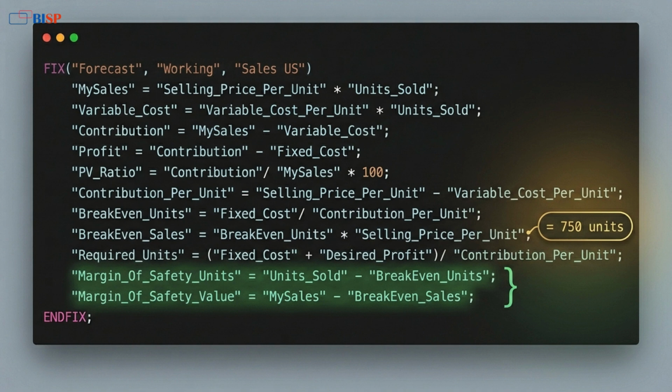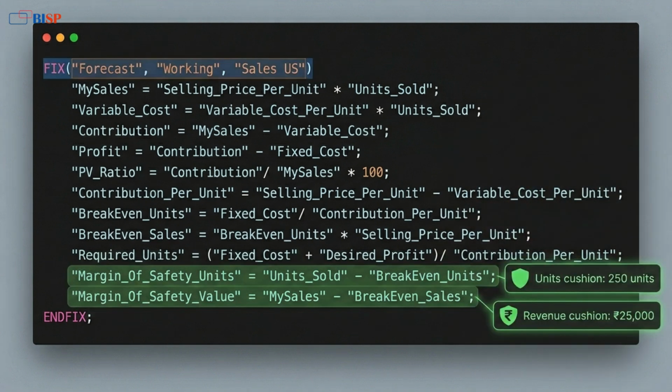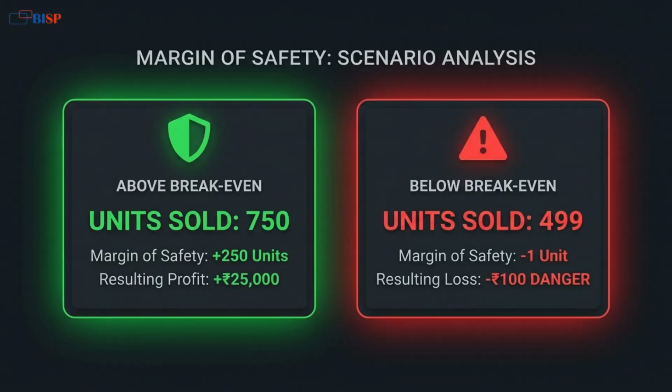Lines 10 and 11, margin of safety. Units sold minus break-even units. Your safety cushion in units. My sales minus break-even sales. Your safety cushion in revenue. At 750 units, that's 250 units, or $25,000 above break-even. At 499 units, it's minus 1 unit and minus $100. You're in the danger zone.